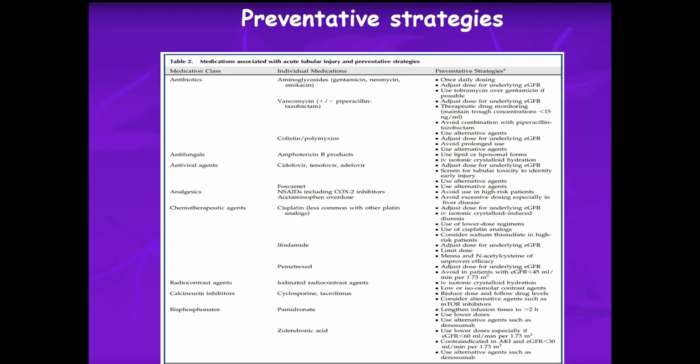Just to mention bisphosphonates. Bisphosphonates should be used when absolutely necessary. Sometimes reducing the dose might help in preventing nephrotoxicity.